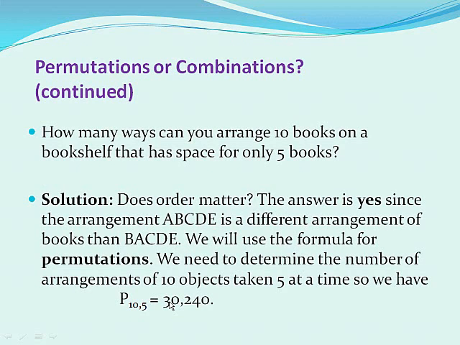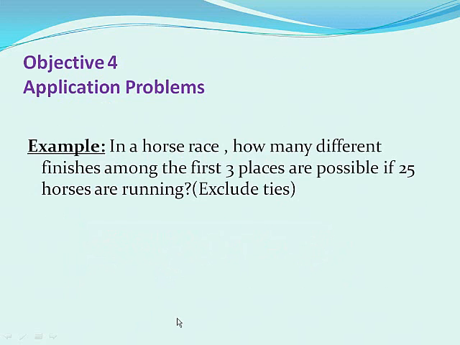How many ways can you arrange 10 books on a bookshelf that has space for only 5 books? So we are speaking about arranging books on a shelf. The arrangement will be different depending on the order in which the books are placed. So this time the order matters. Therefore the answer will be permutation of 10 objects taken 5 at a time, or permutation of 10 books taken 5 at a time. So that number will come out to be 30,240.